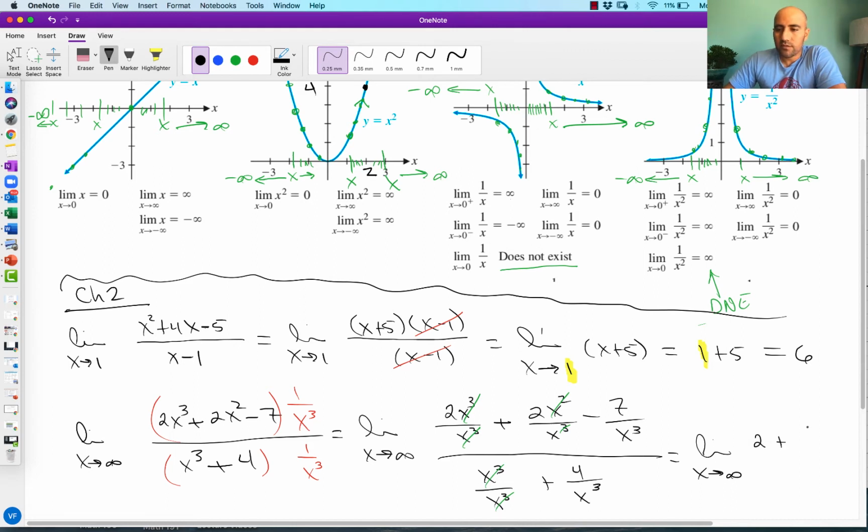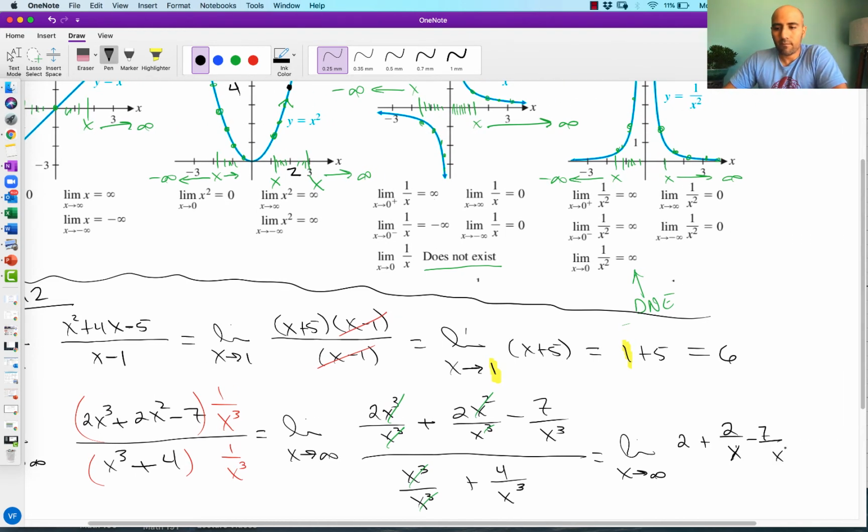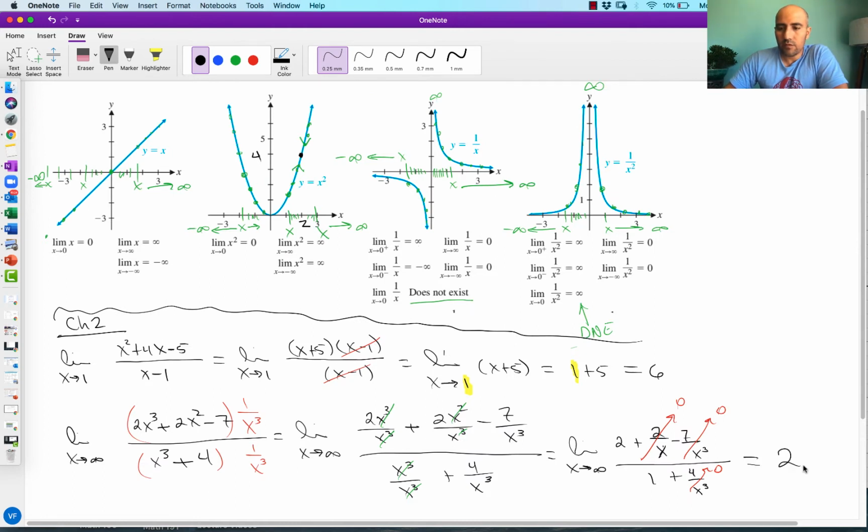2 plus 2 over x minus 7 over x cubed, divided by 1 plus 4 over x cubed. And then we know that there are several properties of limits. We know that we can separate this into pieces. We can find the limit of the numerator and denominator. So we can follow all those rules from Chapter 2, and ultimately we know that this is going to equal 0, this is going to equal 0, this is going to equal 0, and so we'll get that the limit equals 2. This limit equals 2.